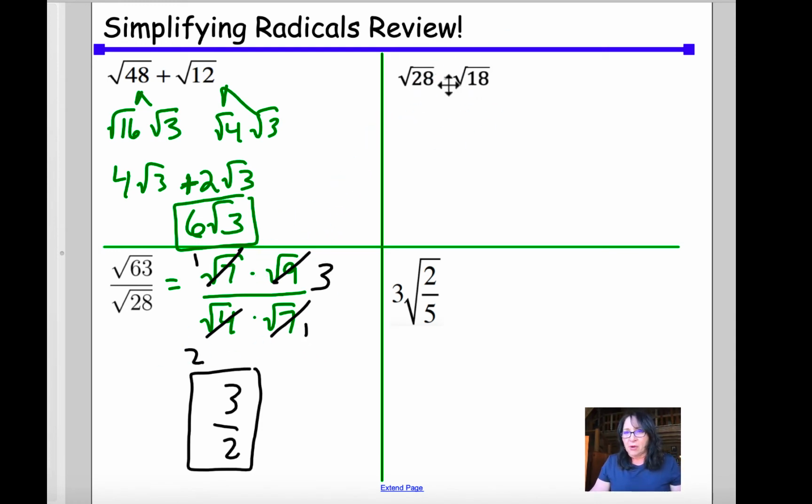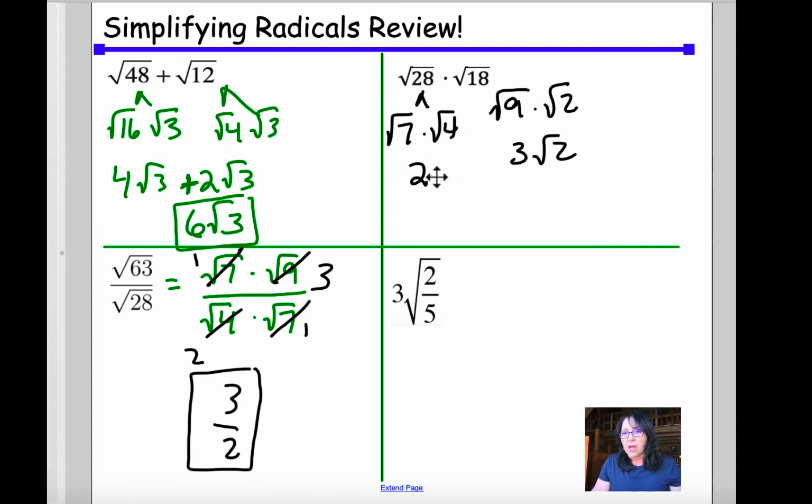For this problem here, I am multiplying. Root 18 is going to be root 9 times root 2, which is 3 root 2. Root 28 is going to be root 7 times root 4, which becomes 2, which is the 4, root 7. And then I'm multiplying these. So remember, numbers get multiplied with numbers. So 2 gets multiplied by 3, so that's 6, and then root 14.